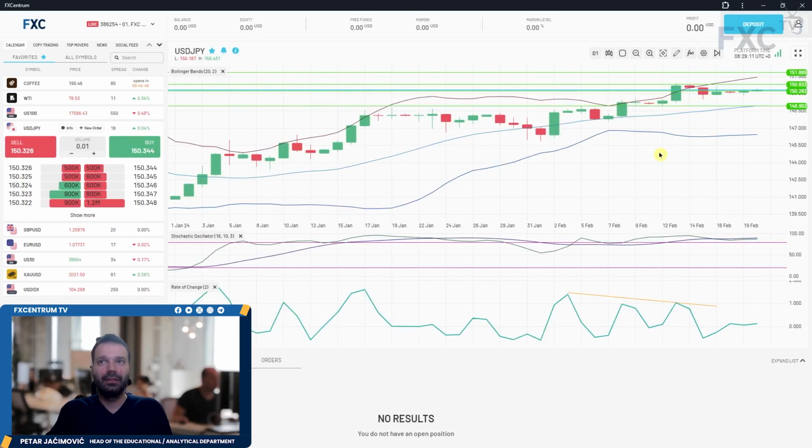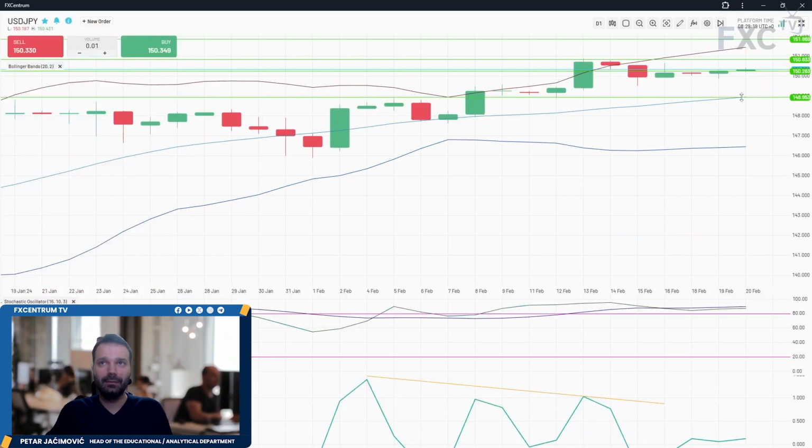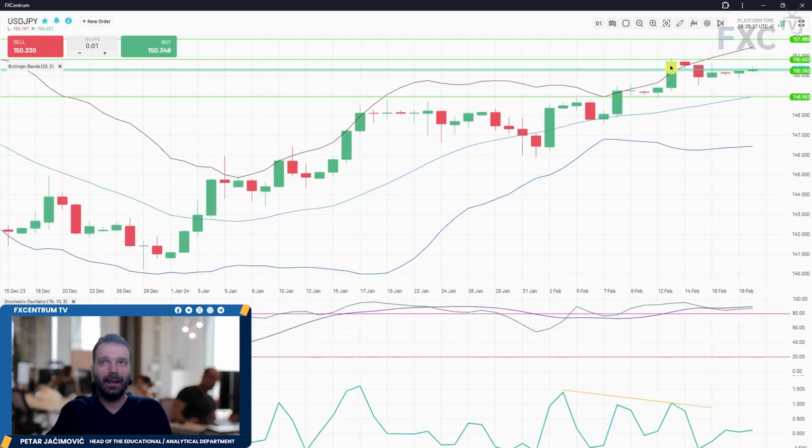Now, speaking of USD versus Japanese yen, we can see here that we have a tight consolidation, and if I zoom in on this one, you can see that after the close above the upper Bollinger Band, there was a period of tight consolidation here. So we can see that the market is having a hard time to trade directionally.